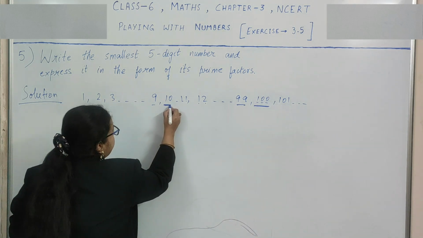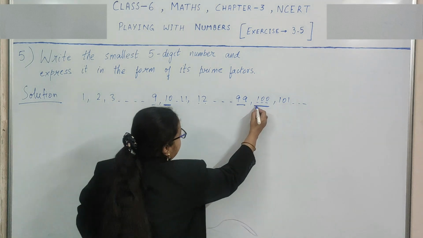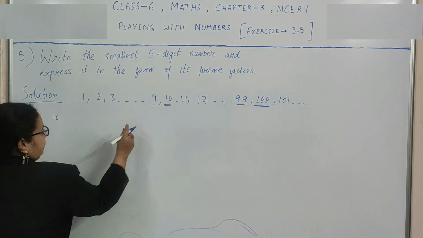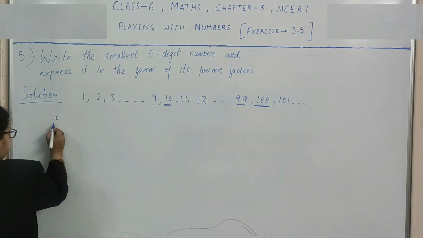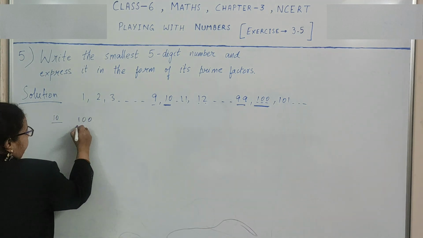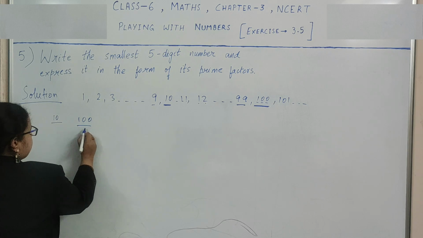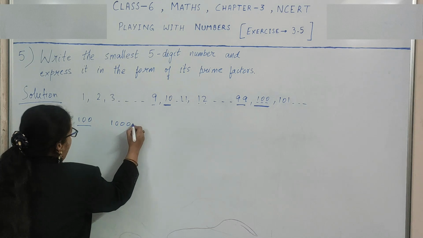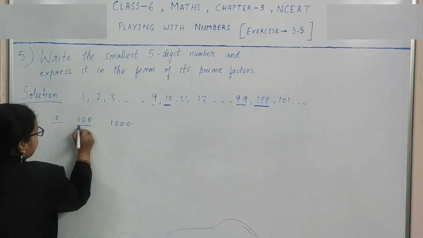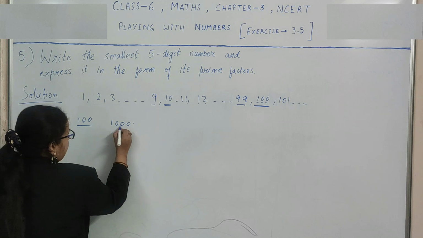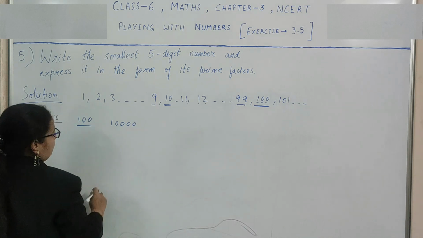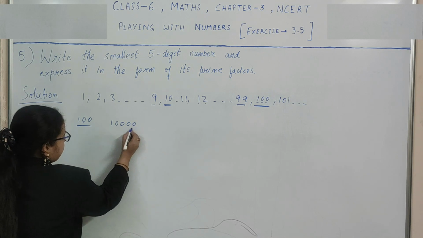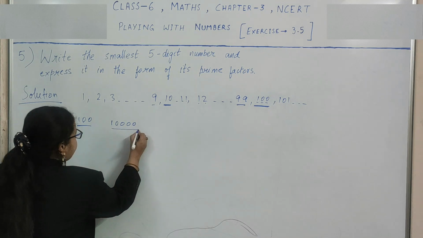The smallest 2-digit number is 10. The smallest 3-digit number is 100. So the smallest 3-digit number has 2 zeros. So the smallest 5-digit number will have 4 zeros. Okay, then it becomes 5-digit. See, it has 5 digits, 1 and these 4 zeros. So this is the smallest 5-digit number.